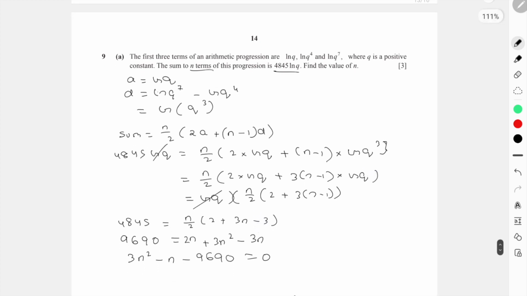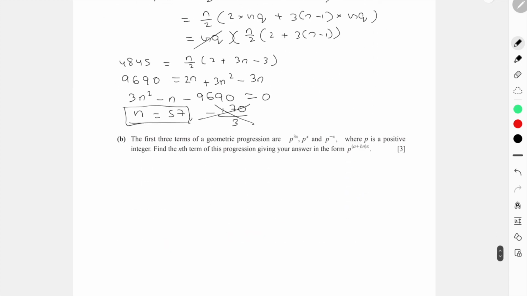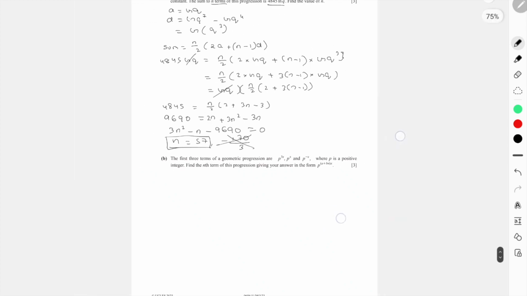And when you plug this into your calculator, you get n equals 57 or minus 173 by 3. So you can cancel this because n cannot be negative, so write the explanation. And therefore n equals 57 only. And then the first three terms of a geometric progression are this, and we have to find the nth term of this progression. Okay.